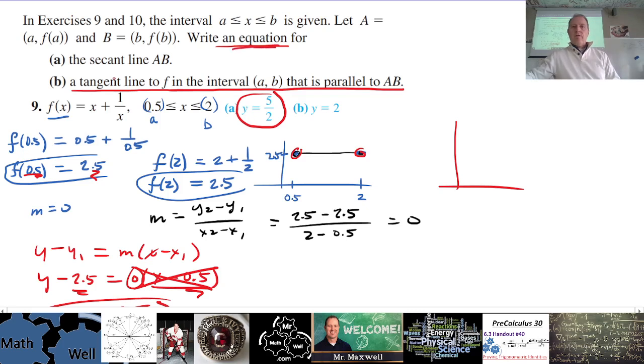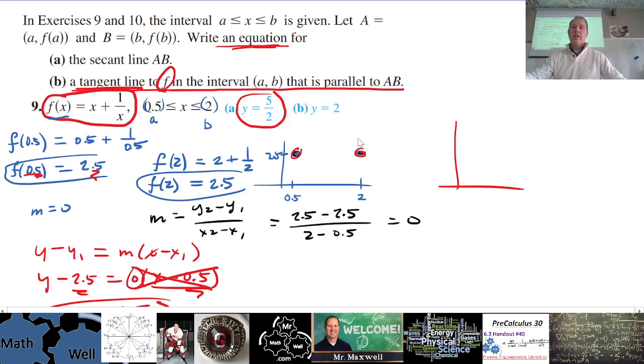So an equation for a tangent line to f. Again, the graph doesn't necessarily look like this black line. The graph could go like this, right? It could be totally crazy. So we need to find a tangent line that's parallel to this AB line.